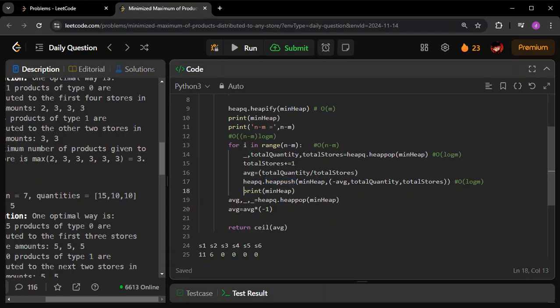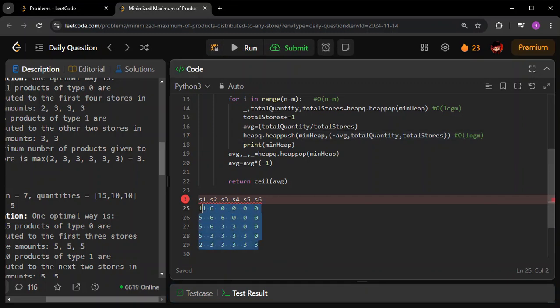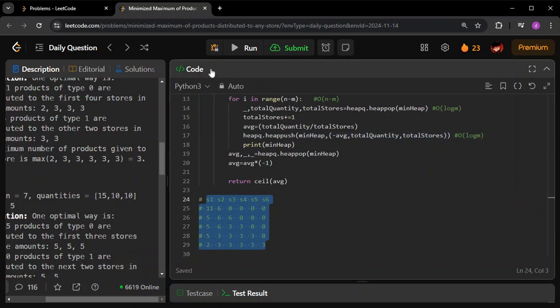Then I'm again printing it. So let me quickly show you the output, then you will get to understand this. In just a second it will throw an error because I have to comment out this part. If you understood this part, the whole question is simple now.